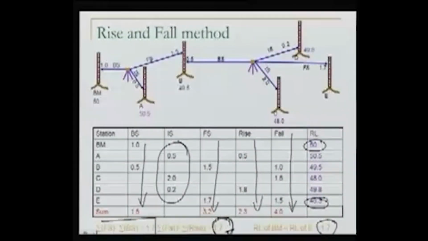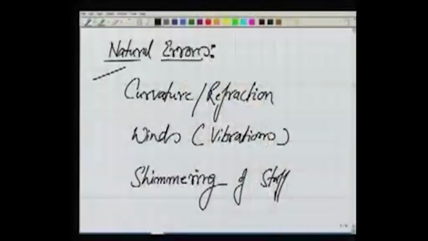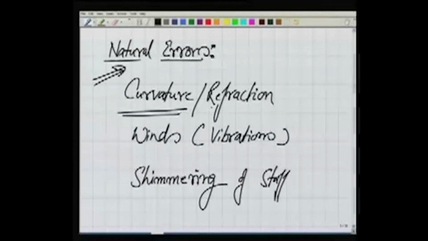So in that respect, this is a better method. Well, finally, one more kind of error, that is natural error. It means the error due to natural sources. The very first one could be the error due to curvature of earth, or maybe the refraction. We have seen this. How does it affect? The second could be, we observe it.